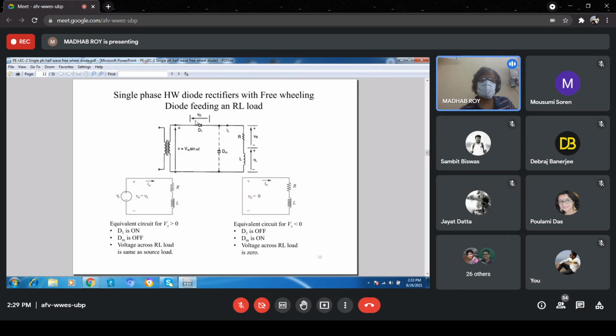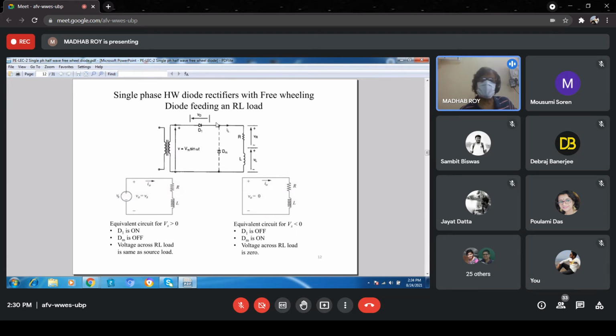But as soon as it goes to the reverse bias equivalent, the voltage is negative. D1 will conduct from 0 to pi, since the voltage is positive from 0 to pi. But after pi, this diode is going to be in reverse bias. Then the voltage polarity here will be positive and here negative. So this diode will go into forward bias for vs less than 0. Now it will be acting.